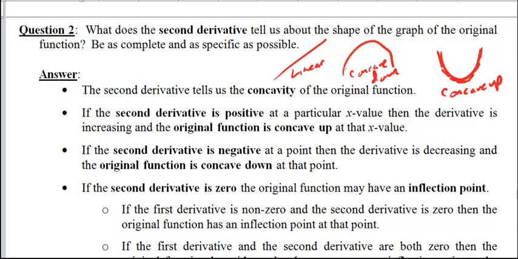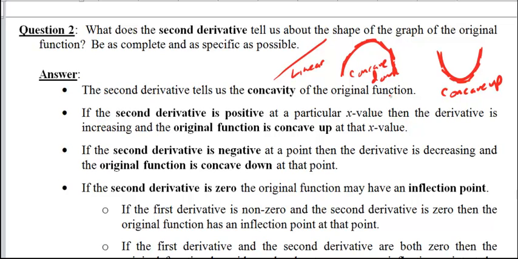Whereas if we look at these concave down ones, that one might be slopes of 5, 3, 1, 0, -1, -3, -5. And so notice that those are decreasing values. That's concave down. So if the slopes are decreasing, that is, the derivative is decreasing, then the second derivative is negative, and we have a concave down function.